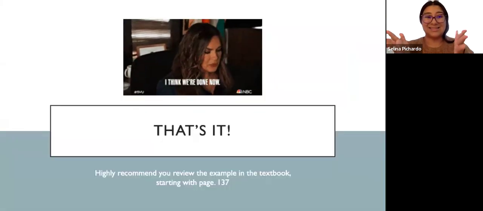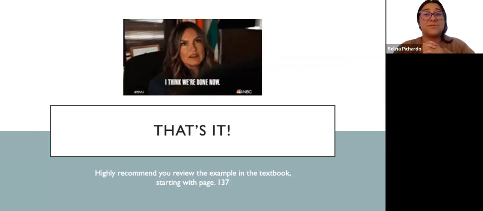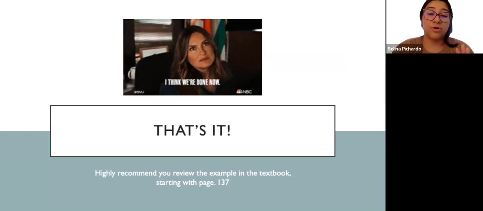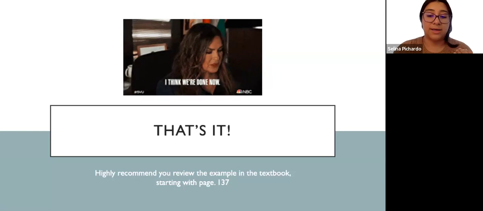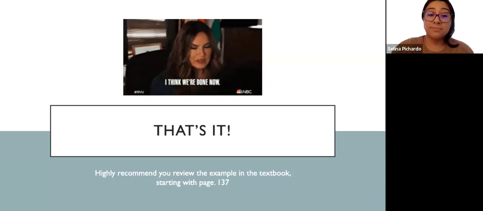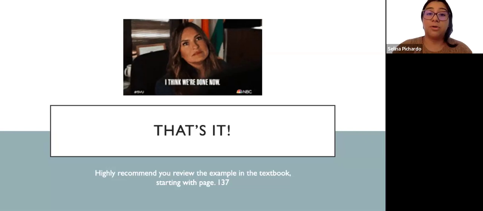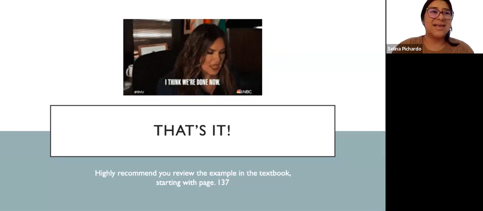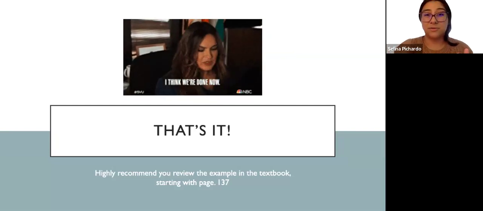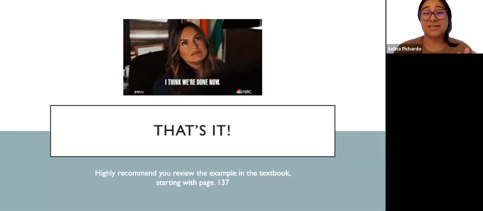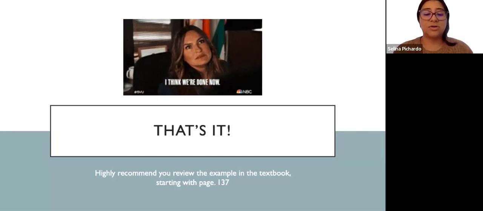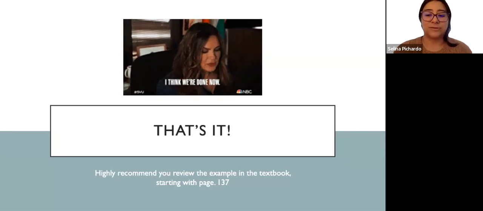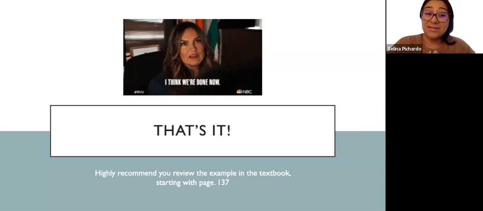And that is it. This was a long chapter, I understand, but it was so important because this is a writing course. We're going to be working on reports. So it's very important for you to have this information in your back pocket. I highly recommend that you review the example of a formal report in the textbook. It starts on page 137. There are a lot of images that go on for about 5 or 6 pages. It breaks down all of these points that we reviewed and shows you how they look in action.